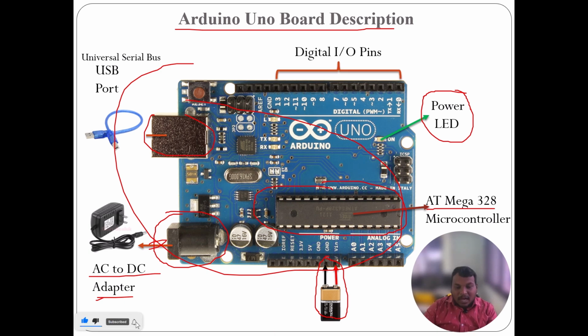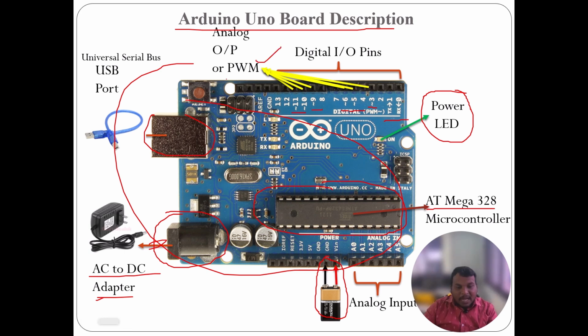Next, pins 0 to 13 are digital input and output pins. And A0 to A5, a total of 6 pins, are used as analog input or output pins. So the digital input or output pins total 14. Among those 14, pins 3, 5, 6, 9, 10 and 11 are used as PWM pins. PWM means pulse width modulation.